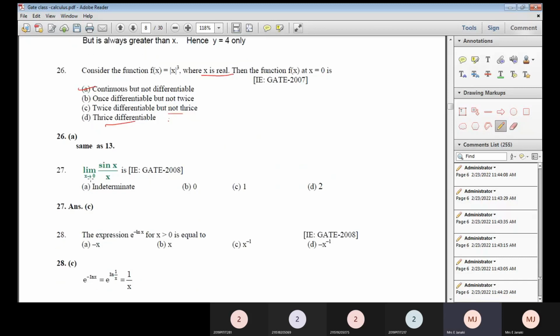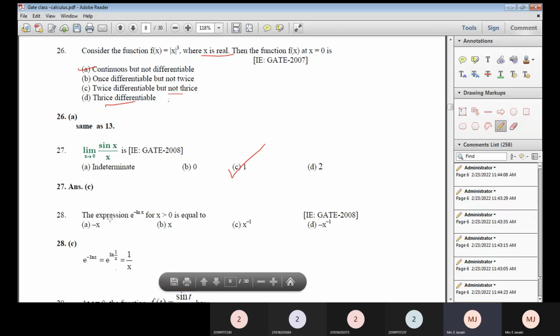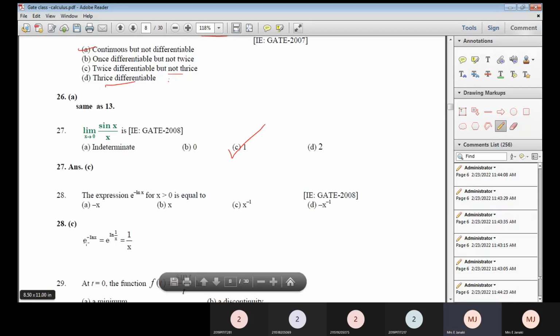Yes. And limit theta tends to 0, sine theta by theta is equal to 1. And see the expression e power minus ln x for x greater than or equal to 0. So now this minus ln x can be written as e power ln of 1 by x, and e power ln get cancelled. The answer is 1 by x. See, where is 1 by x? This is x power minus 1. This is the answer, right?